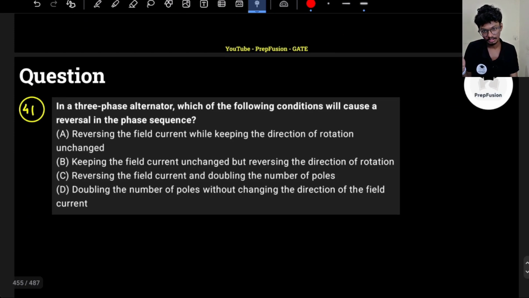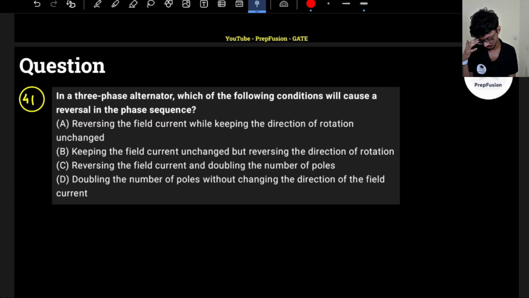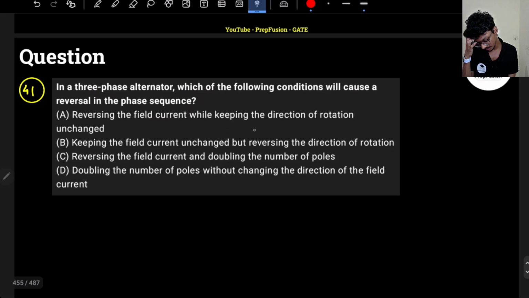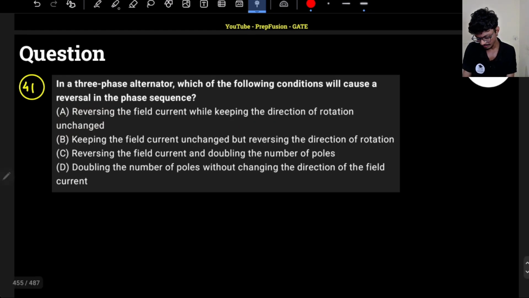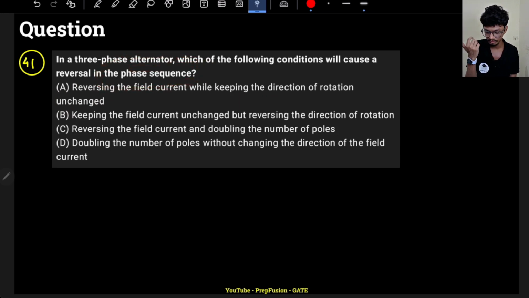In a three-phase alternator, which one of the following conditions will cause reversal of the phase sequence? So how will the phase sequence be reversed? Because we were discussing the construction, we will discuss all these questions. Reversing the field current while keeping the direction of rotation unchanged. If I reverse the field current direction, will the direction of rotation change? No, right? Basically they are telling me how I can reverse the phase sequence of the alternator.